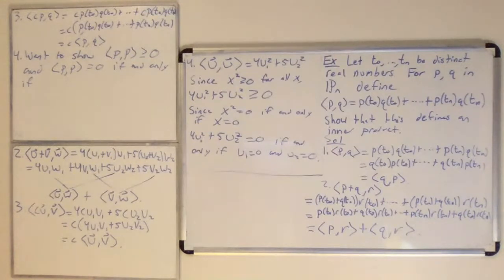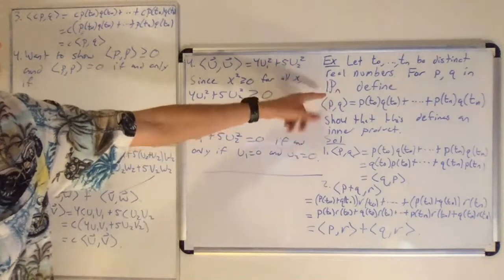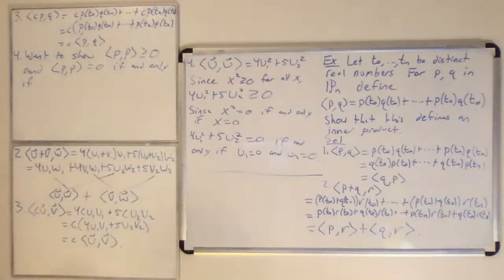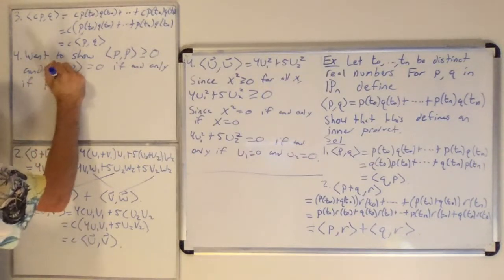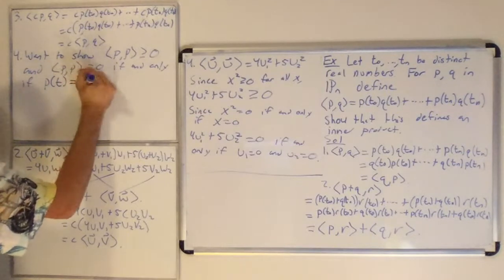Right, if and only if P equals 0. But the question is, what does P equals 0 mean here? What is the 0 vector in this polynomial space? And I'll just answer it because there's a little bit of a delay. But we want to show that P is the function P of T equals 0.